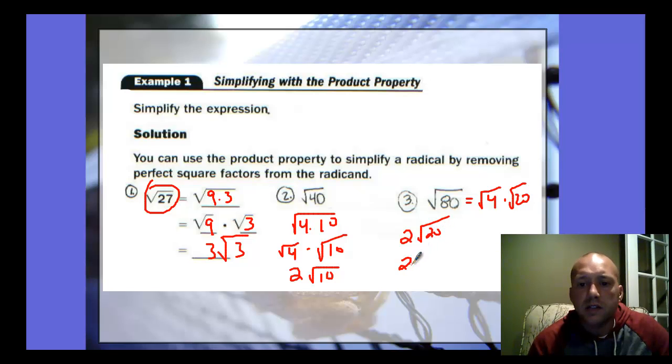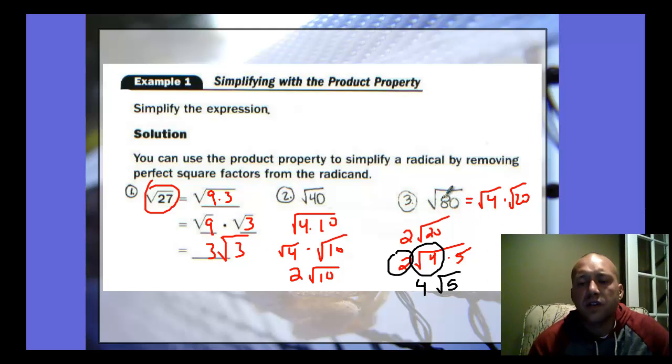Now 20 can be broken up as 4 times 5. So the square root of 4 is another 2. So we have a 2 from the square root of 4, and we also have a 2 outside here, multiplied together, which is 4, and then times the square root of 5. So this will be simplest form.